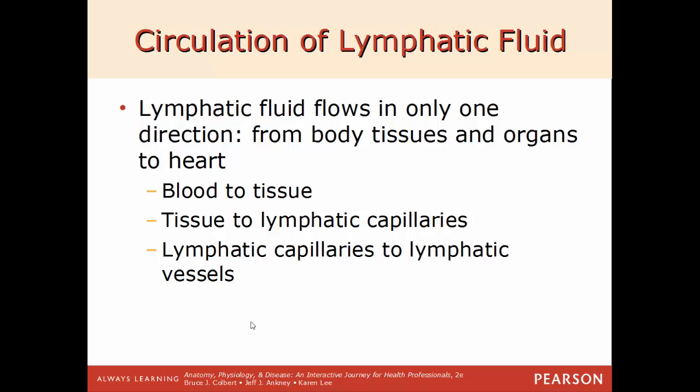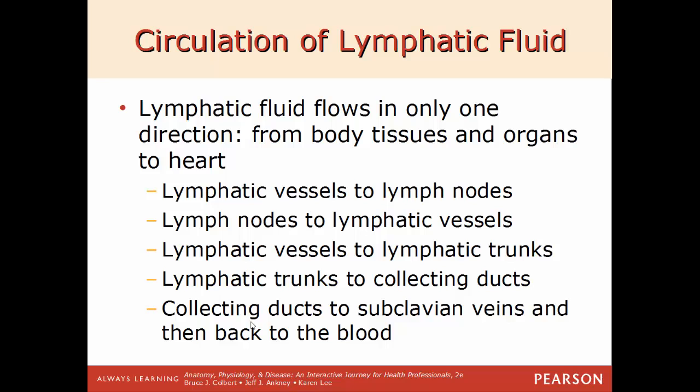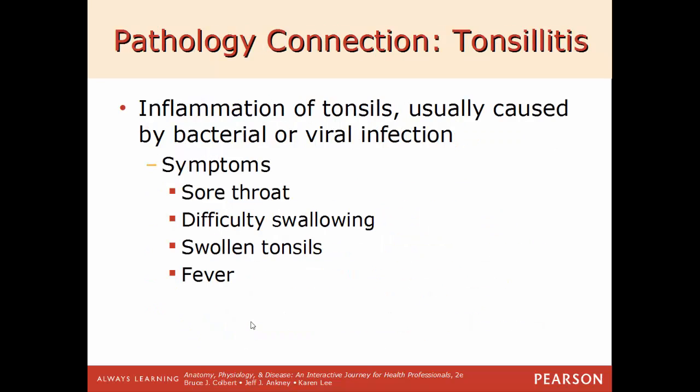So the circulation of lymphatic fluid will go from, say, blood to tissues, tissues to the lymphatic capillaries, to lymphatic vessels, onto lymph nodes, from lymph nodes into lymphatic vessels, into lymphatic trunks, and after lymphatic trunks into one of the two collecting ducts, the right collecting duct or the thoracic duct. The collecting ducts will deposit their filtered lymphatic fluid into the subclavian veins, and then back into the cardiovascular system. I'll now move on to a pathology connection.